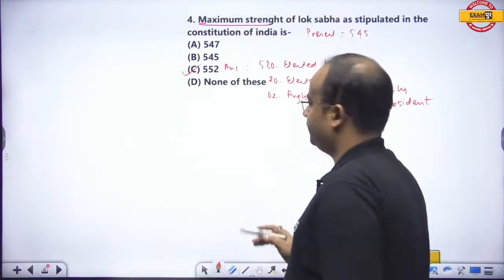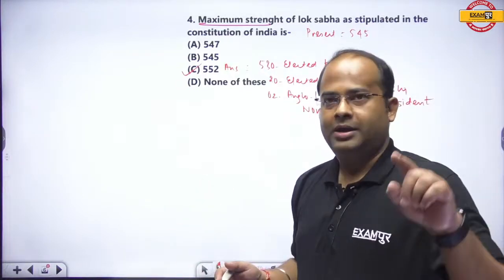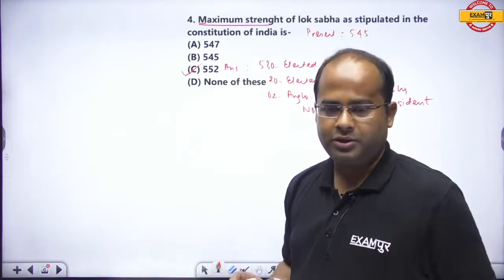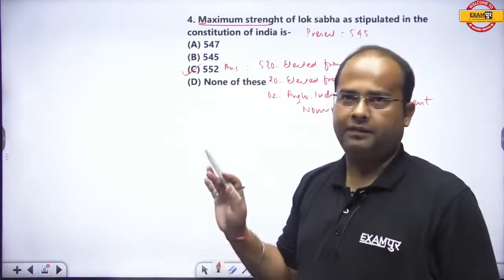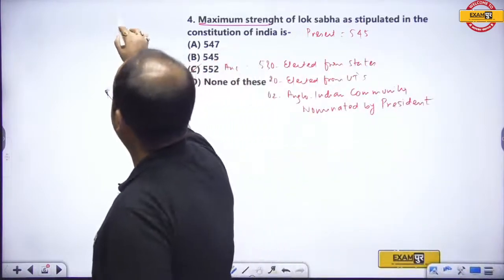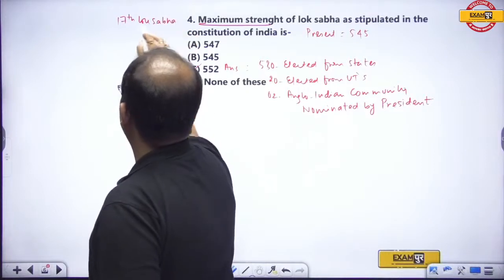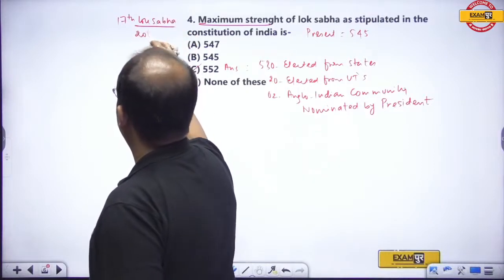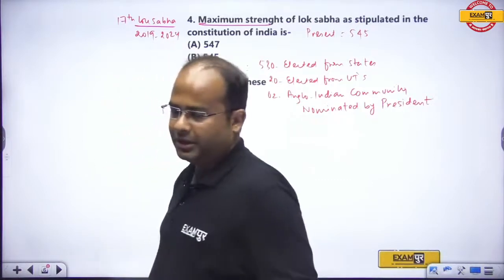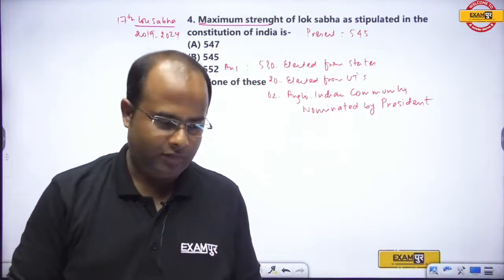Presently it is 545. The reservation of the Anglo-Indian community will be removed from the 18th Lok Sabha, that is from 2024 to 2029. Presently the 17th Lok Sabha is running, that is 2019 to 2024, and in this it is available. In the next Lok Sabha, the 18th, it will not be available.